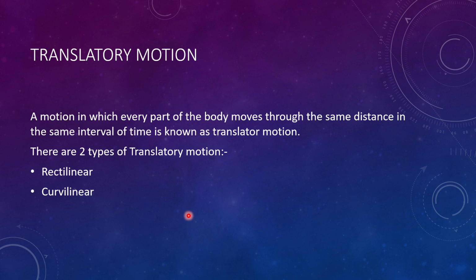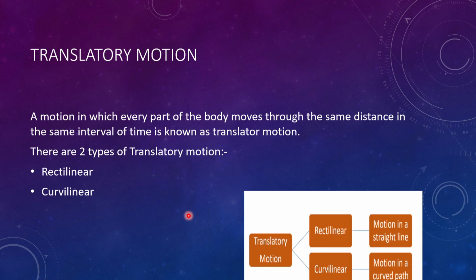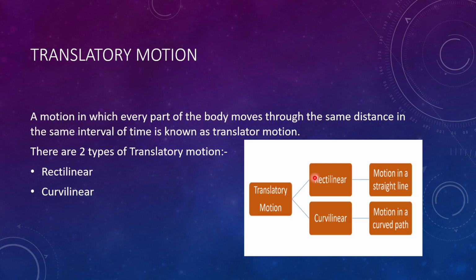So there are 2 types of translatory motion, rectilinear motion and curvilinear motion. So translatory motion is divided into rectilinear and curvilinear. I'll first explain rectilinear motion. The movement of a body in a straight line is known as rectilinear motion. For example, a bird flying, the motion of an apple falling from a tree, a car moving on a straight road, etc. And curvilinear motion is a bit different.